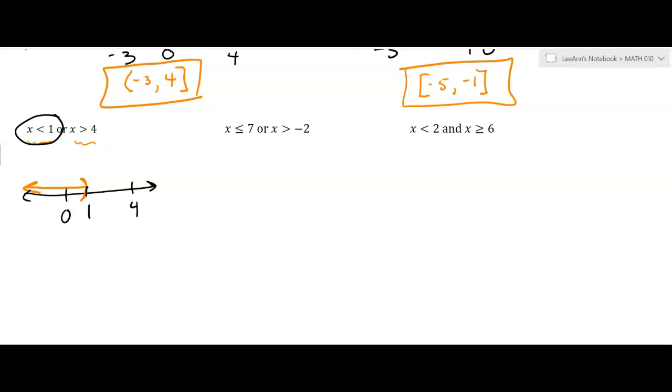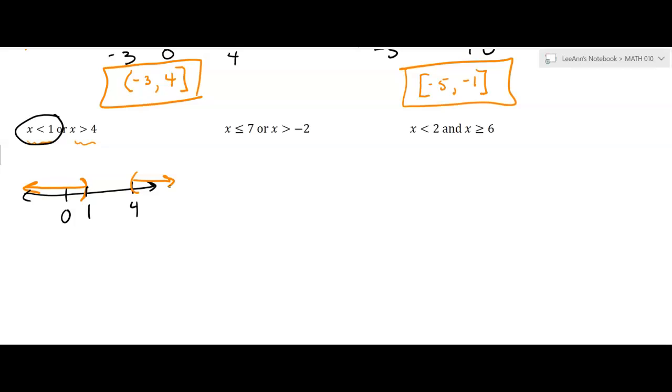Or we could have the numbers greater than 4. All those numbers that are bigger than 4. So anything between 1 and 4 we can't have. Like 2 doesn't work, 3 doesn't work. But these numbers less than 1 or greater than 4, all those numbers work.